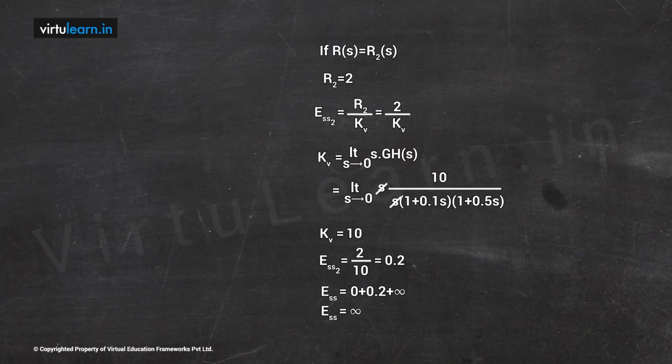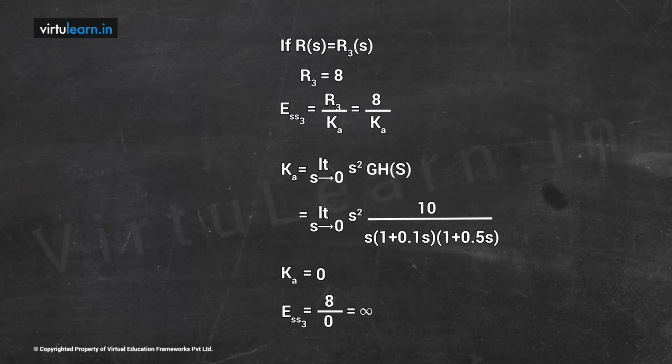Take the second case, the ramp input. What is the ramp magnitude? It is 2. Whenever the ramp input is given, what is the corresponding error constant? Kv. So what is the Kv formula? Kv is limit s tends to 0, s into G(s)H(s). We know G(s) is given, and H(s) is 1 for a unity feedback system. Then we can cancel s here, and we get Kv equal to 10. What is the corresponding error? ESS2 is R by Kv, that means 2 by 10, which is 0.2. So a definite amount of error appears whenever the ramp input is given to the system.